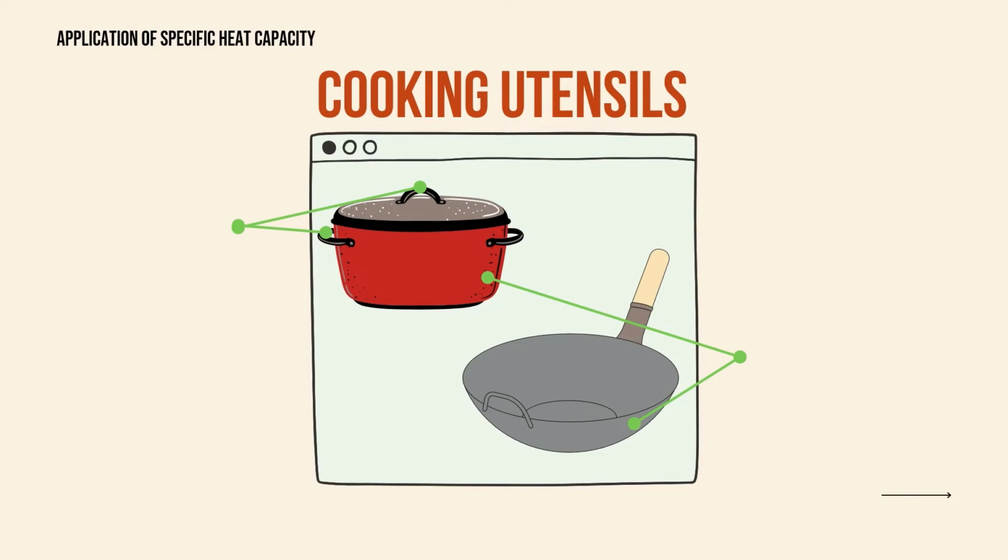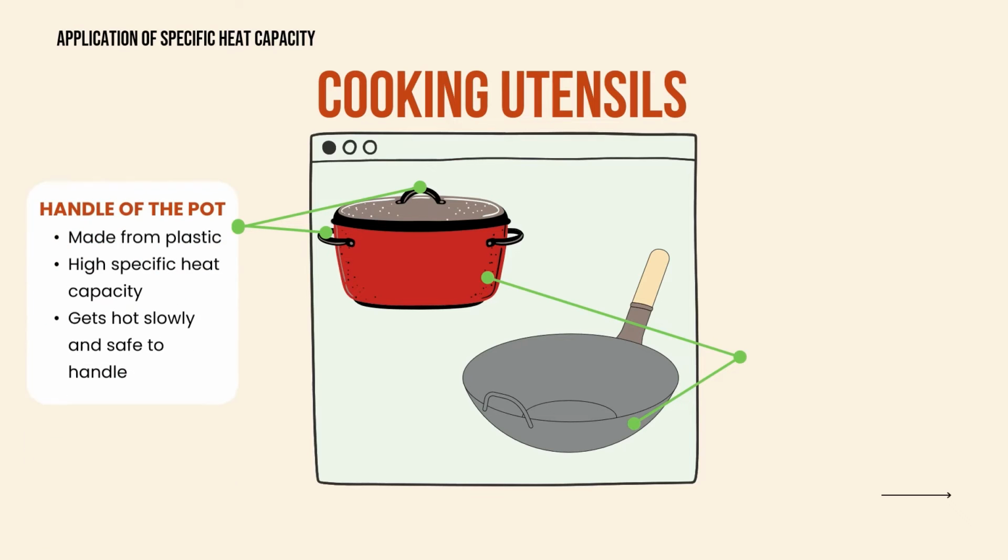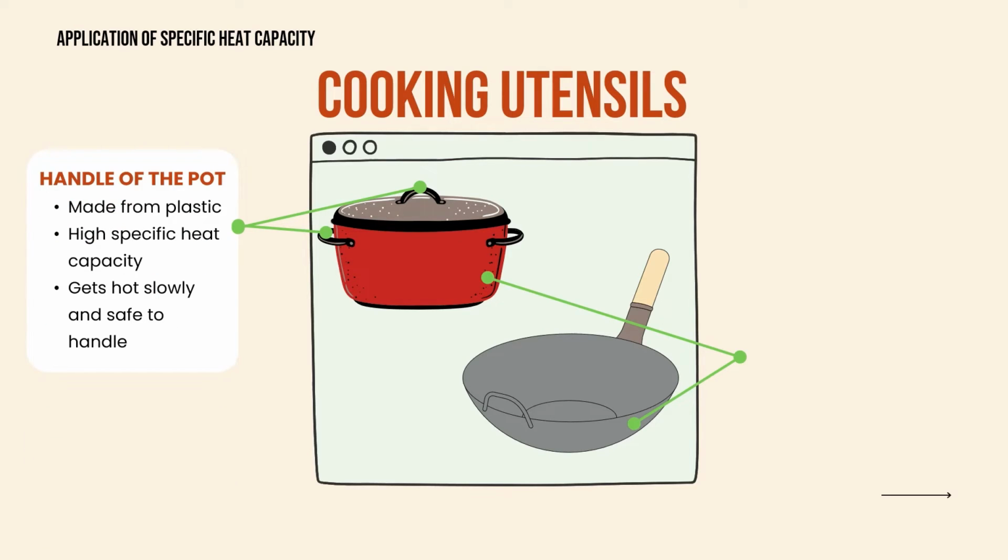Let's explore some real-world applications of specific heat capacity. First off is in our cooking utensils. Shown on the screen is a pot and also a wok. Do you know that the handle of the pot is usually made from plastic? Why is plastic specifically used? This is because plastic has a high specific heat capacity, and because of this, it gets hot very slowly and it is safe to handle.